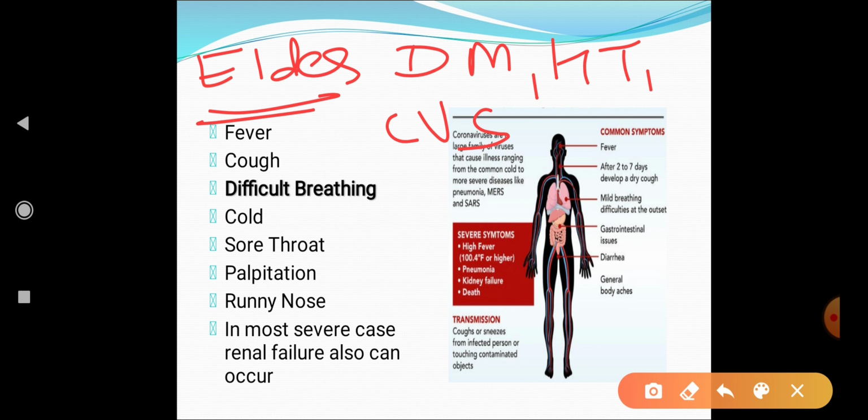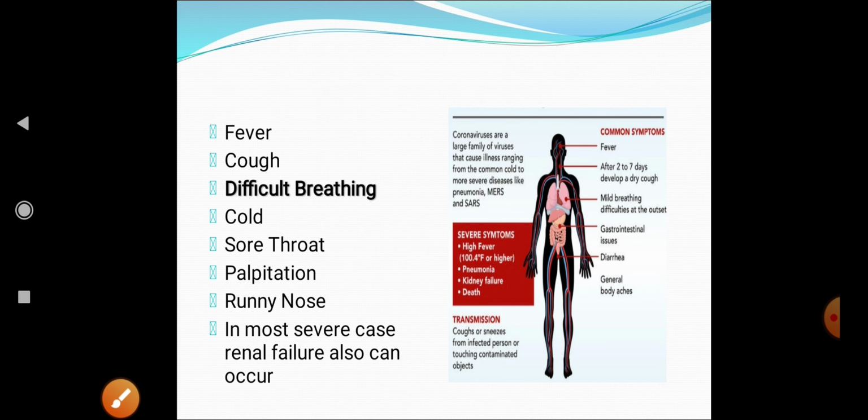So a patient can die from this infection if coexisting diseases are present like diabetes, hypertension, or some form of cardiovascular or respiratory disease. So in such cases, you have to be precautious.